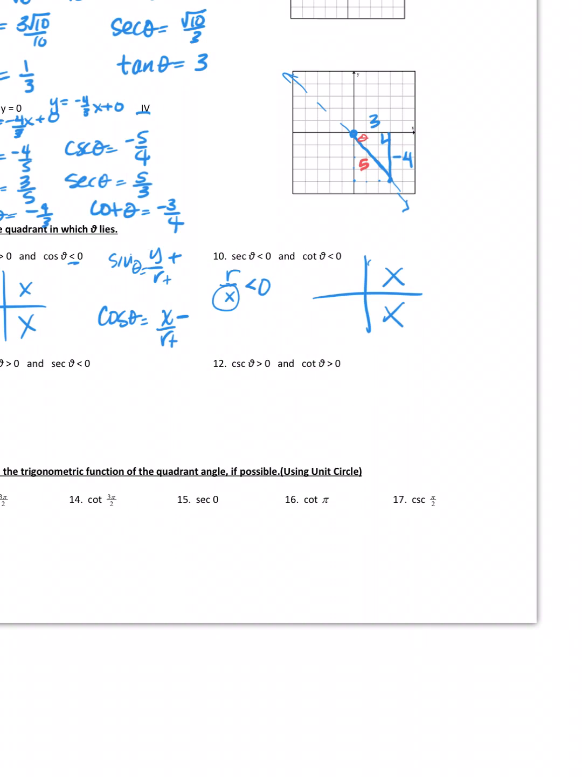Cotangent is, let's see, it is x over y, and it's less than 0. Well, if x is already negative, we know that from here, and this is less than 0, that means my y's have to be positive. So it can't be quadrant 3 because y is negative and x is negative. So my answer on this one is also a quadrant 2 question.